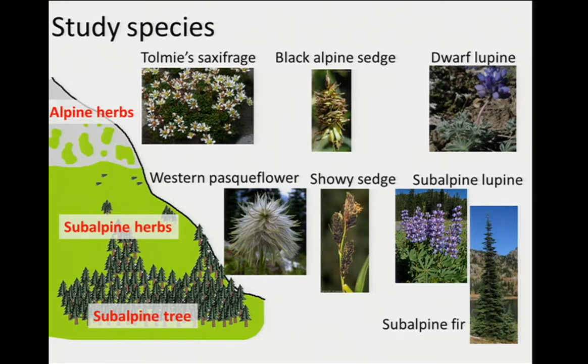So we did this study with 7 different focal species. We had 3 alpine herbs, which are all abundant at the upper limit of these meadows, and 3 subalpine herbs, which are all abundant kind of throughout the range of the subalpine meadows here, and then 1 tree species, the subalpine fir, which is the dominant tree at high elevations in the park and responsible for the vast majority of observed tree encroachment into these meadows.